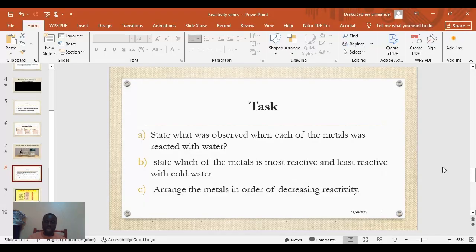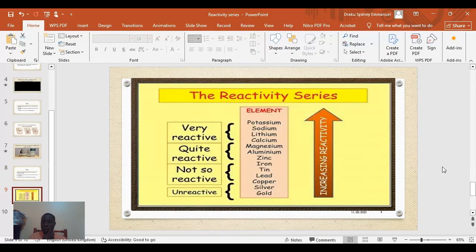Now, when we look at the overall reactivity series, we will see that potassium is the most reactive, while gold is the least reactive. We have arranged them in order of decreasing reactivity as you move down. Potassium has the highest reactivity, followed by sodium and lithium. They are very reactive generally. Calcium, magnesium, and aluminum are quite reactive. Tin, lead, and copper are not so reactive, while silver and gold are completely unreactive.